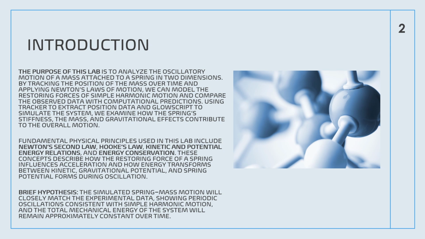So for the introduction, the purpose of this lab was to analyze the oscillatory motion of a mass attached to a spring in 2 dimensions by tracking the position of the mass over time and applying Newton's laws of motion. We can also model the motion through restoring forces of simple harmonic motion and compare them with observed data that we get from Tracker, and also using GlowScript to simulate the motion of the mass. And we examine how the spring's stiffness, the mass, and overall gravitational effects contribute to the motion.